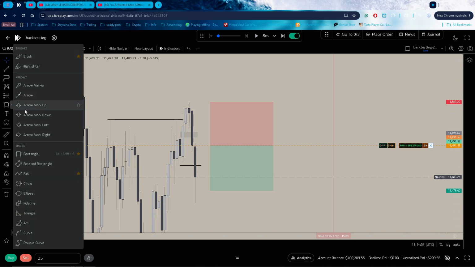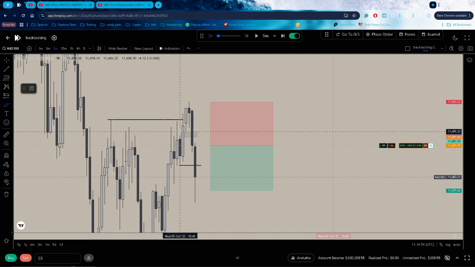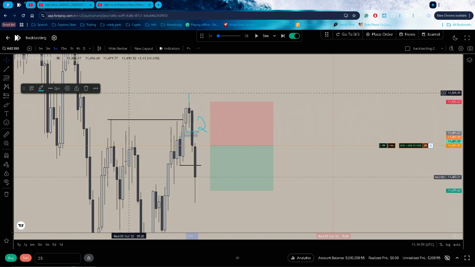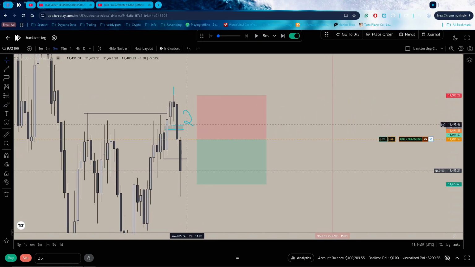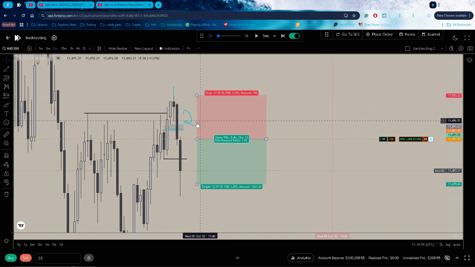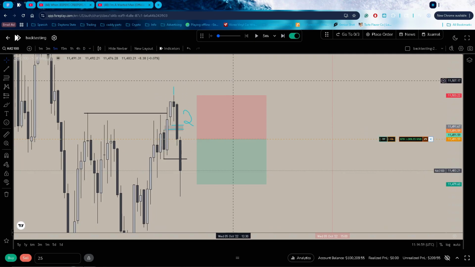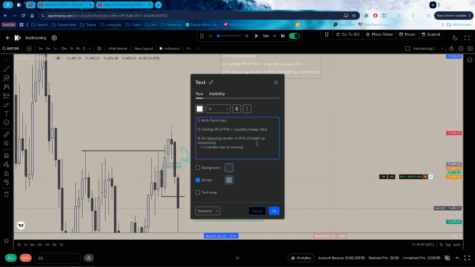Meaning here was the first candle, right here was the second candle, since this fair value gap was created. And for me to take a position, I want to see the fair value gap get invoiced within 1 to 3 candles max. So we have that, right? Meet all requirements.